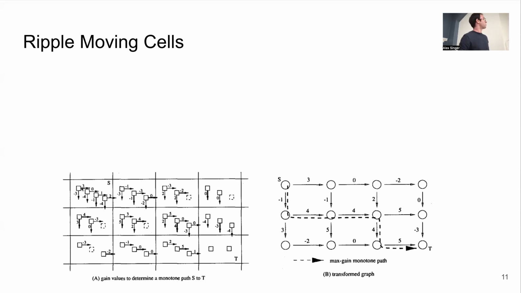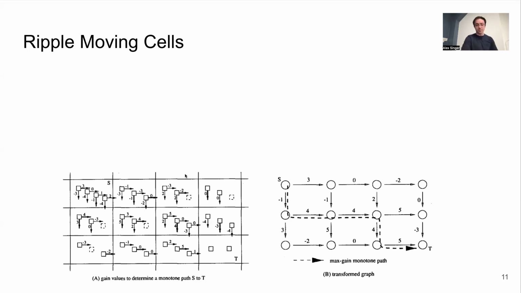These numbers are the game. If I took this cell and moved it to this bin, how will the HPWL improve? Well, the HPWL reduced by 3. Therefore, this has a gain of 3. If I took the cell and moved it down, the HPWL will get worse by 3. So it has a gain of -3. And we do this for all the cells, for all the bins in this bounding box between S and T.